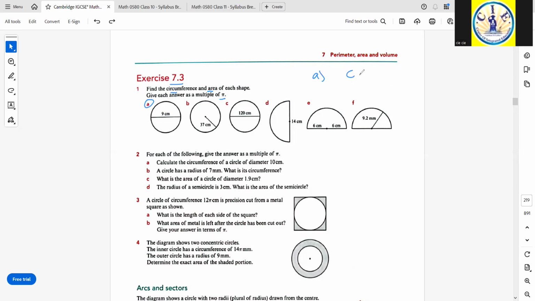Circumference for the circle has the formula 2 pi r. So it will be 2 times pi, and the diameter is 9 centimeters, so the radius is going to be half of that, which is 4.5. Now you need to multiply it with 2 pi. So the answer is going to be double of 4.5, which is 9, and then pi. Since we need to give the answer in terms of pi, this is 9 pi.